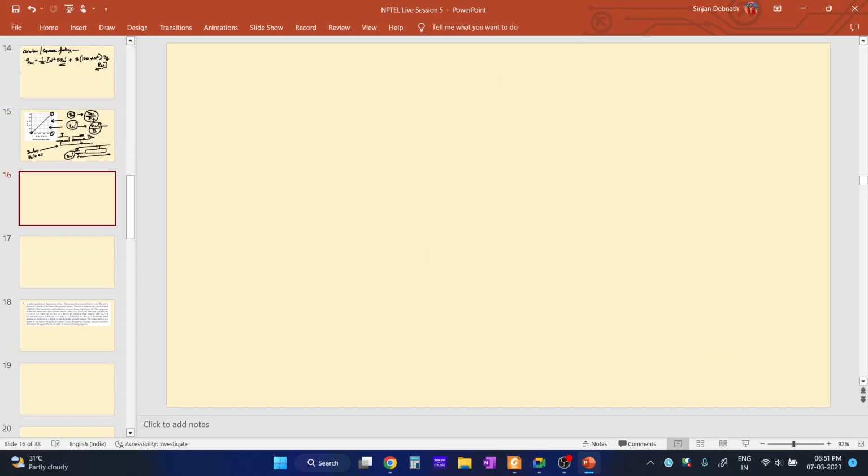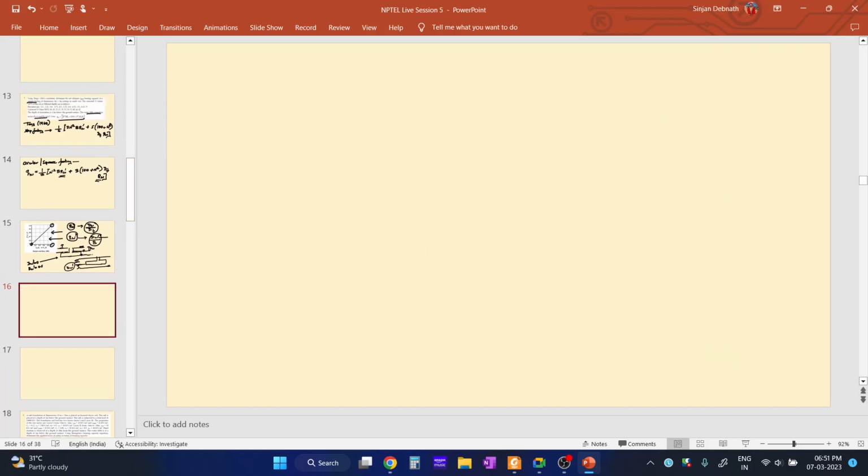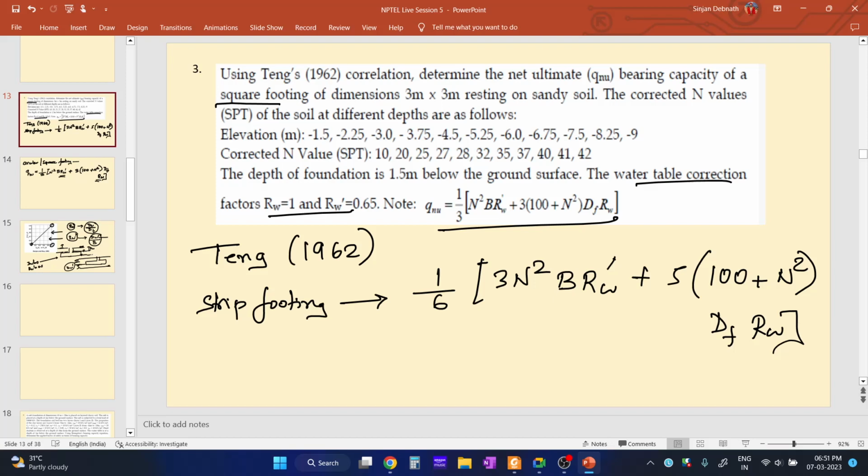So now let me go back to the question. What is the question? There are some SPT values given at different depths, at different elevations. This is an ultimate bearing capacity problem, and the breadth of the footing is 3 meter by 3 meter. This is a square footing, so breadth is 3 meter.